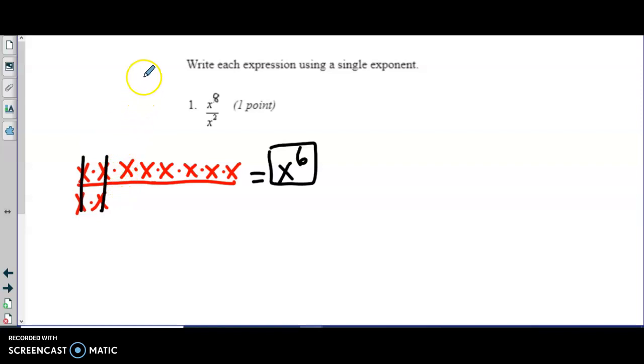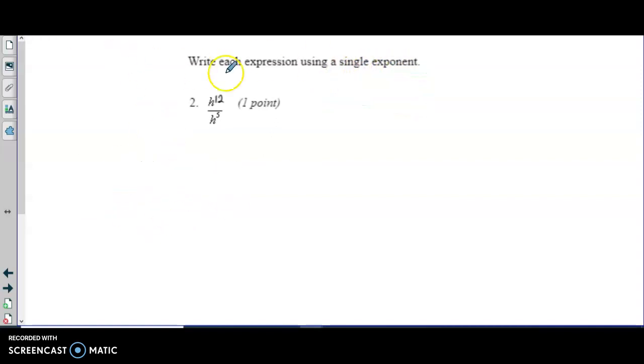But if you remember a shortcut, there's a little bit of a shorter way. The shortcut says when you divide with the same base, so it's really important that the base has to be the same, but in this case, the base is x, you can subtract the exponents. And 8 minus 2 is 6. So if you remember the shortcut, that might be a little bit faster, but it's always okay to write it out.